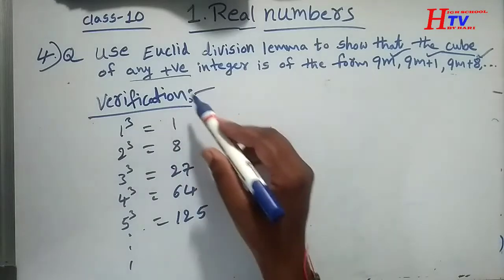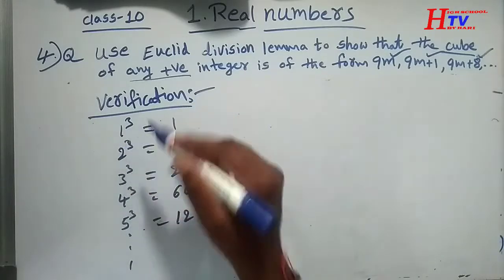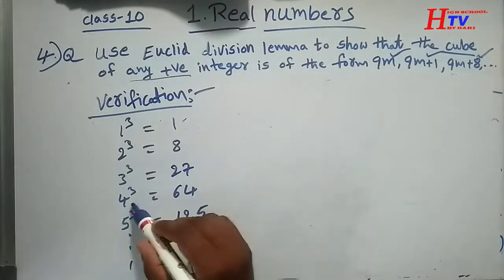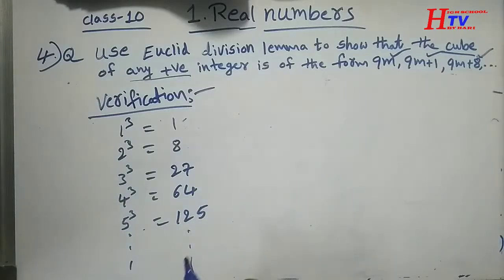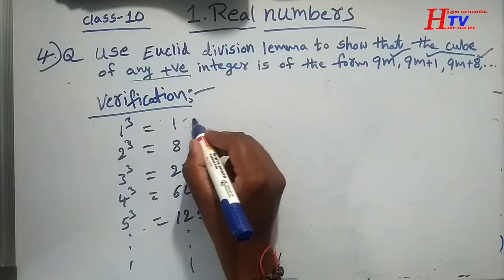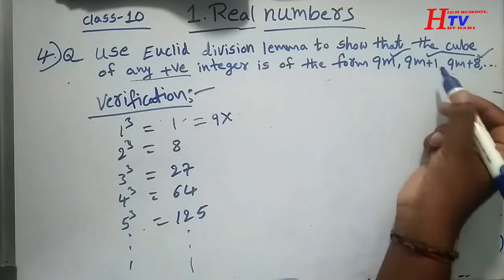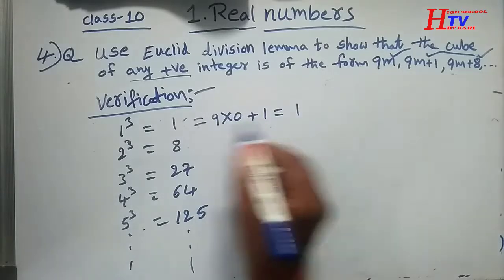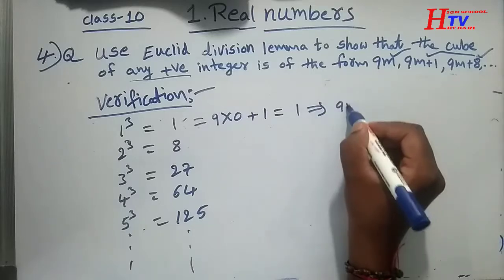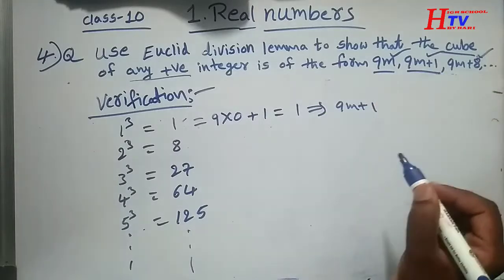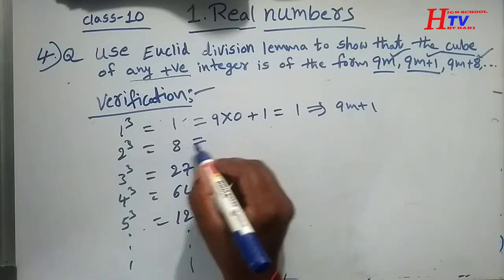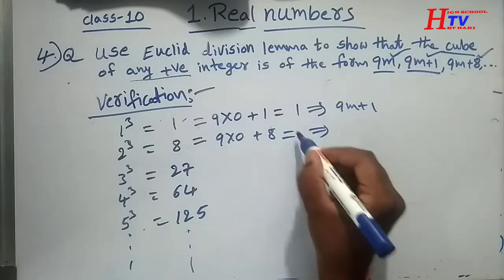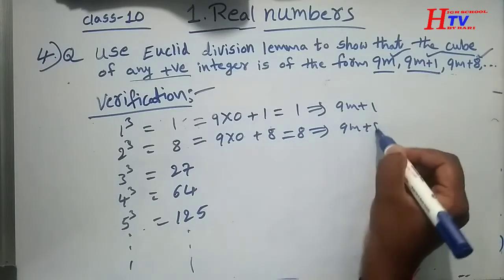Verification of this with cubes of positive integers: 1 cube, 2 cube, 3 cube, 4 cube, 5 cube, and so on. 1 cube value is 1, 2 cube is 8, 3 cube is 27, 4 cube is 64, 5 cube is 125. Now 1 cube can be written as 9 into 0 plus 1, equals 1. We got it is in the form of 9m plus 1. Next one, it is 8, 9 into 0 plus 8, it is also 8, 9m plus 8.